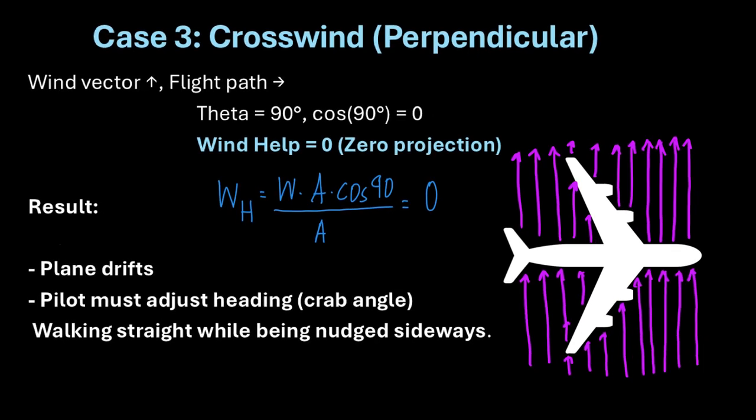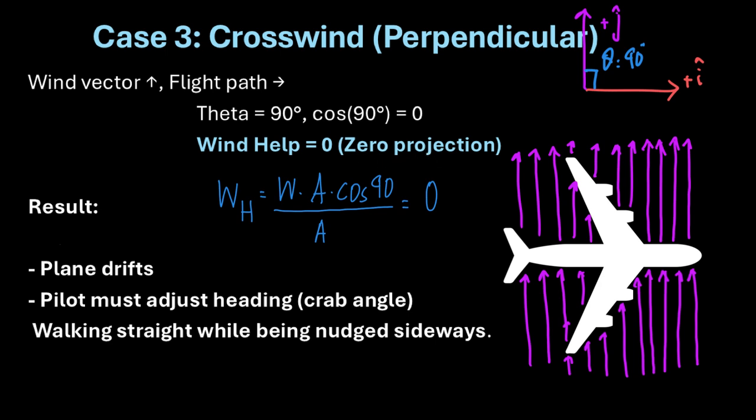Case 3 gives us a wind vector like this. Sorry, displacement vector like this. Wind vector, maybe I should be more precise. So plus i cap is the displacement, plus j cap is the vector of wind, and therefore the angle between them, theta, is equal to 90. When theta is equal to 90, cos 90 is 0. Therefore, the wind help is W into A by A cos 90. Cos 90 is 0, therefore the wind help is 0, which means the projection is 0 projection.